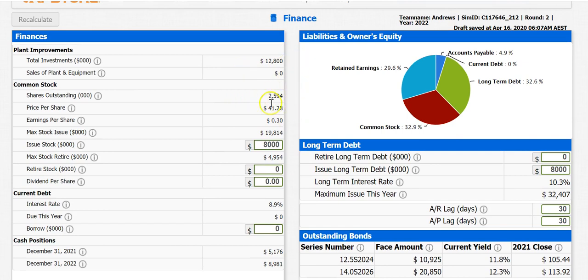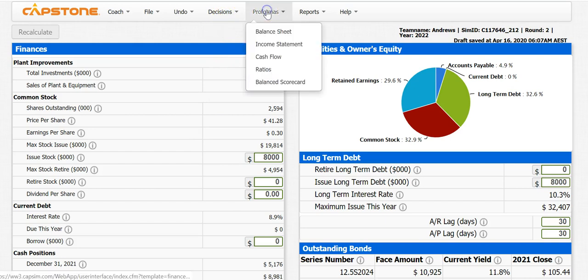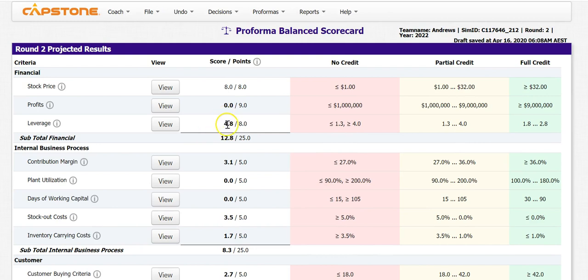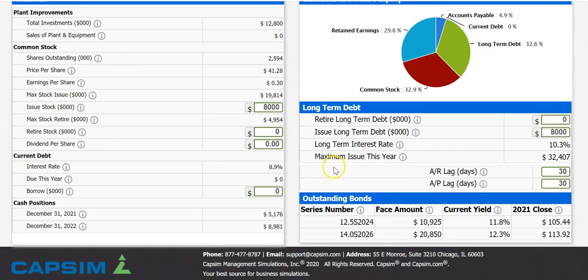So let's have a look now. This is looking pretty good, isn't it? I've got 8.9 there. I've paid that off. Well, let's go and have a look at what the pro formas say about this. I'm going to come down to the balanced scorecard again, and I can see my leverage dropped. I did everything according to what I suggested, and I've got no days of working capital left. So a disaster happened. When I went back to cover my debts, I completely disrupted days of working capital and reduced my leverage score.